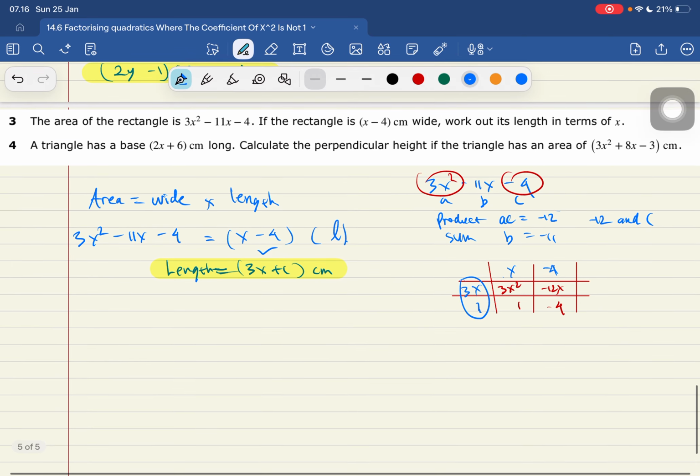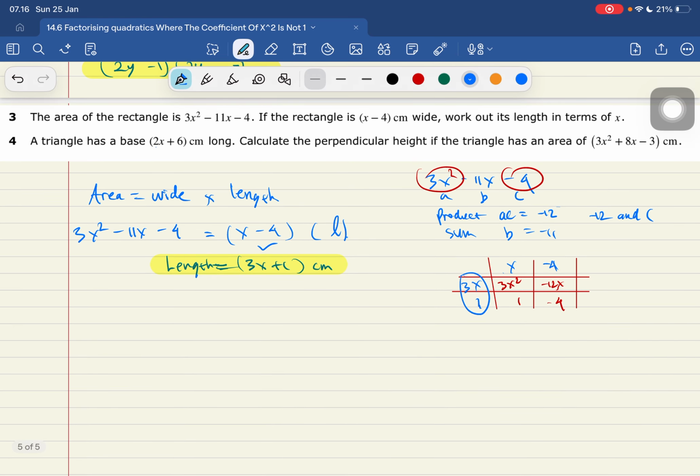Next, B. A triangle has a base of 2x plus 6. Calculate the perpendicular height. This is the triangle, number 3, here's number 4. So the triangle area is base multiplied by height, then we divide it by 2.